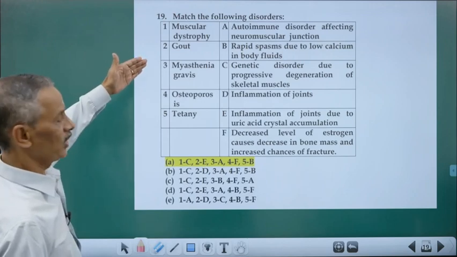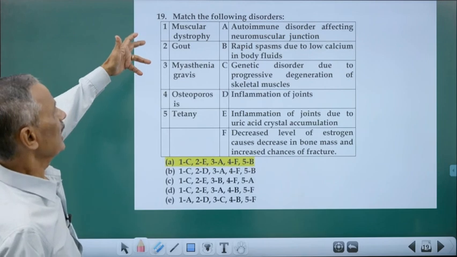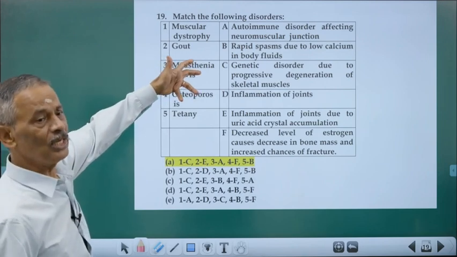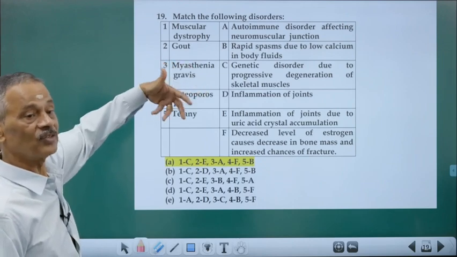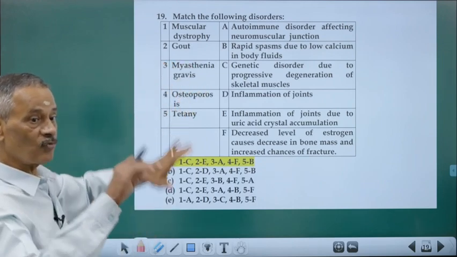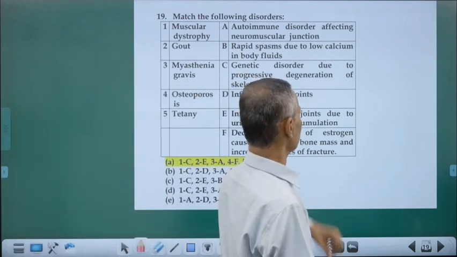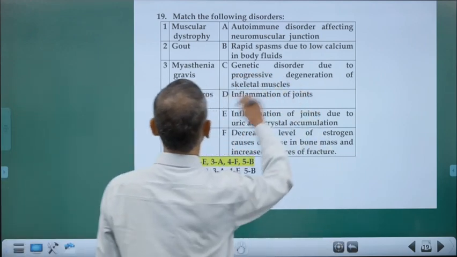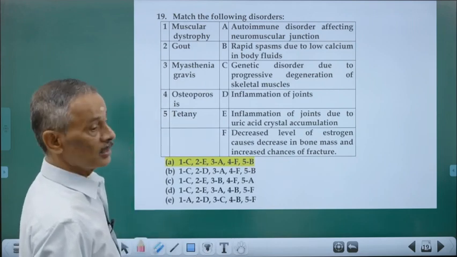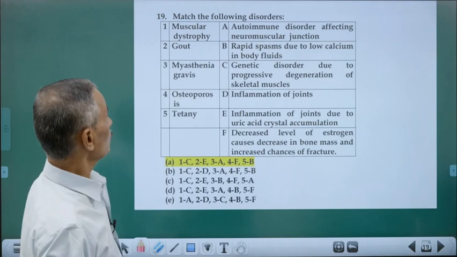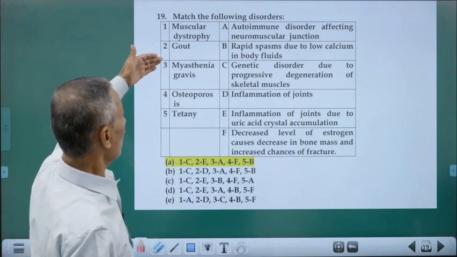Muscular dystrophy. We know that this muscular dystrophy is a genetic disorder because of a gene mutation. The dystrophin gene, one of the largest genes in the body, when it undergoes mutation, no dystrophin is produced. That leads to progressive degeneration of the skeletal muscle. It is a genetic disorder for which there is no remedy. Duchenne muscular dystrophy, DMD, we can call it.